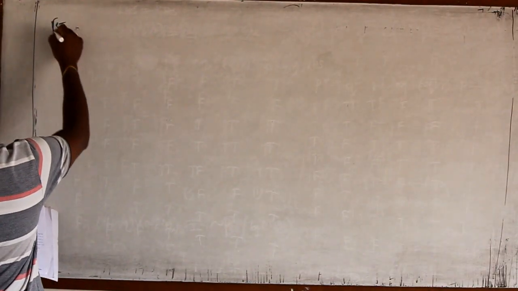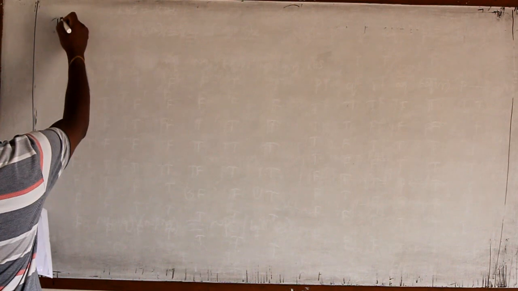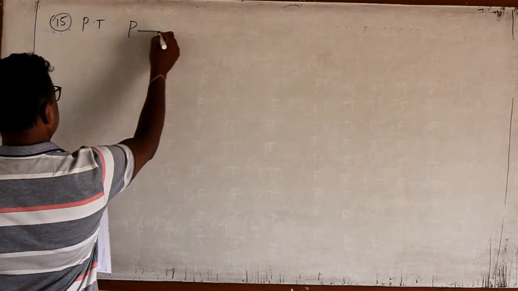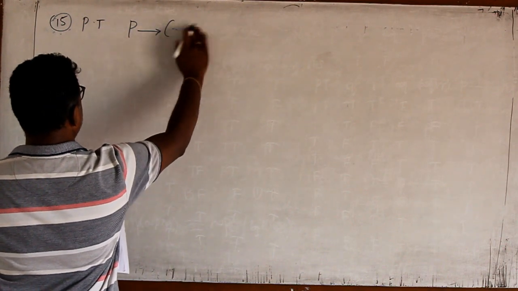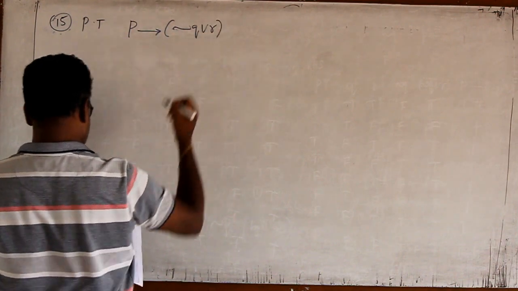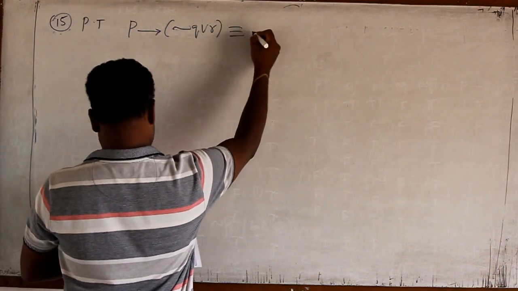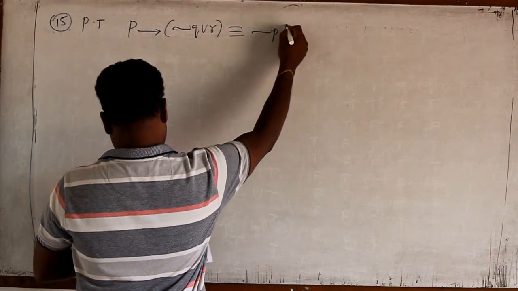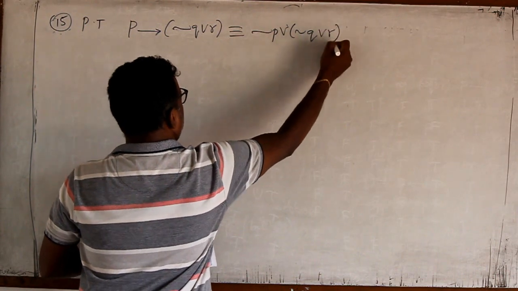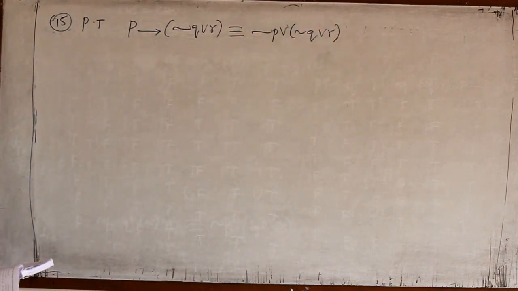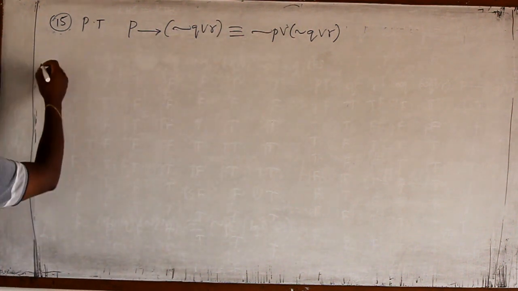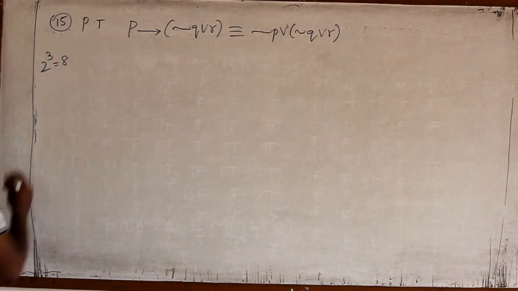Now we shall do the 15th problem. Prove that P or negation of Q, or R, is equivalent to negation of P or negation of Q, or R. There are three sets involved: P, Q and R. Therefore, 2 power 3, 8 elements they must have.